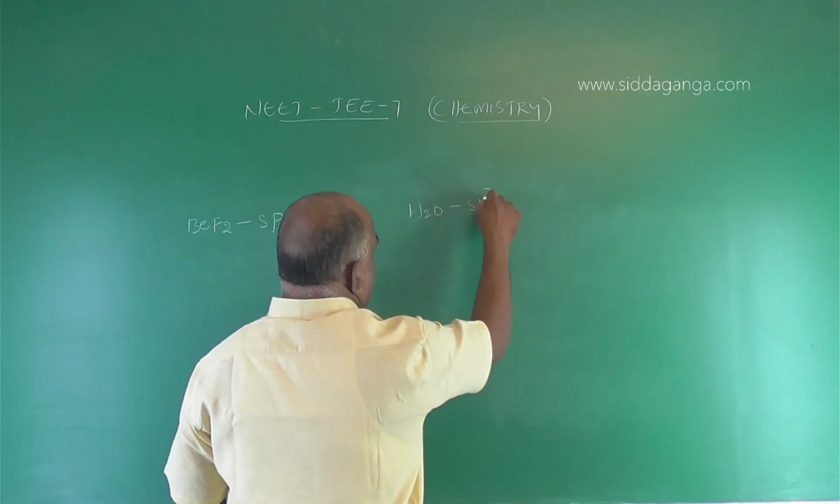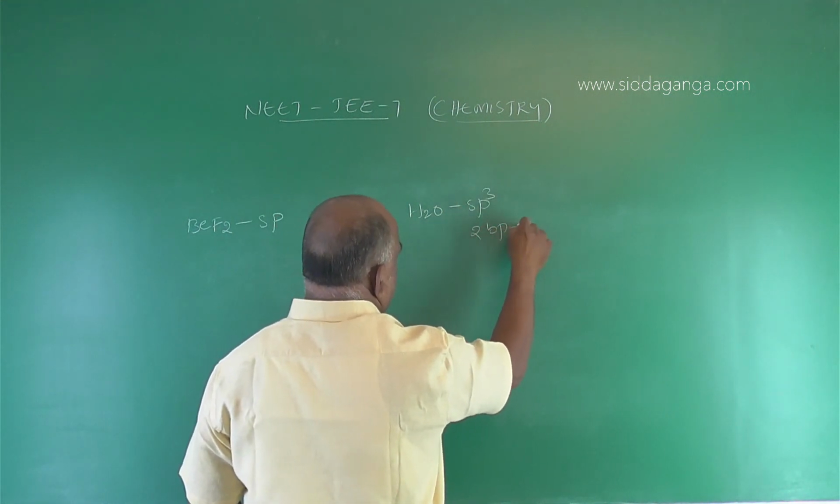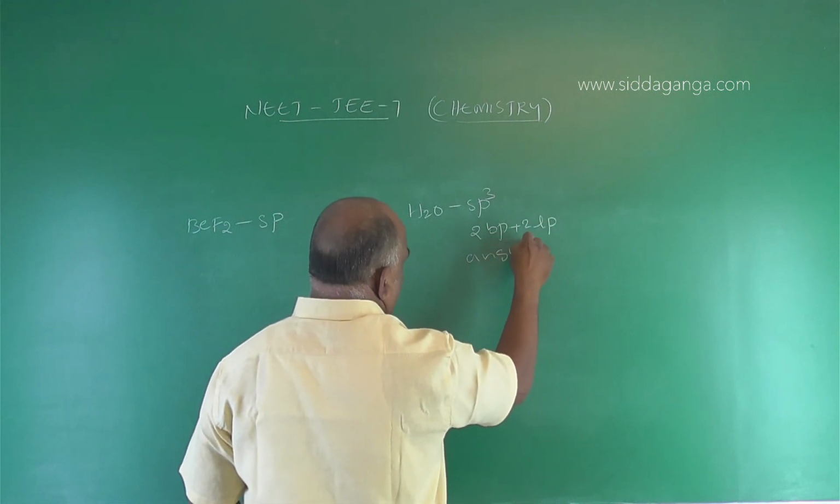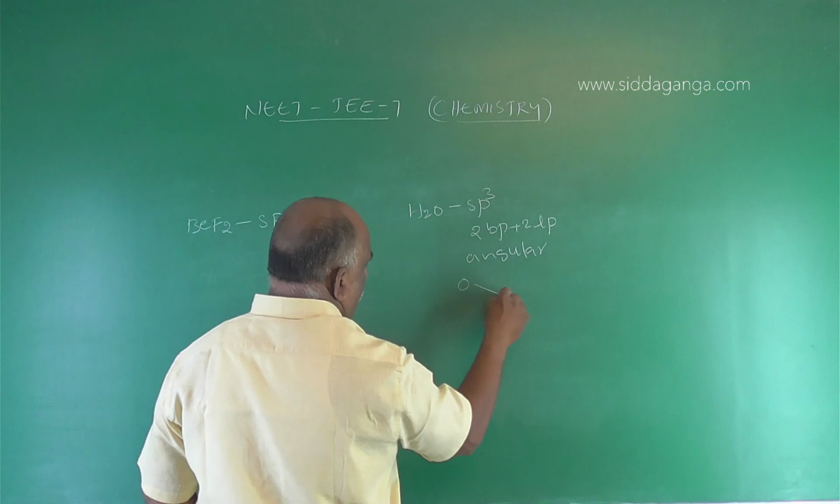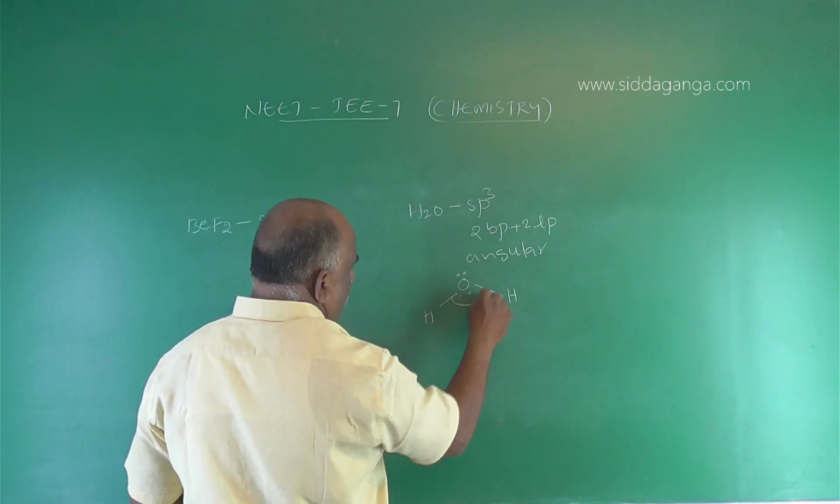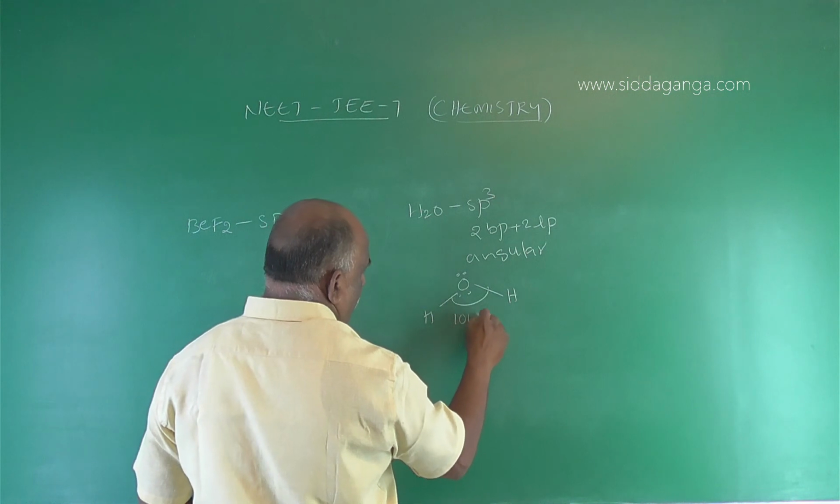H2O is sp3 hybridization having 2 bond pairs plus 2 lone pairs. The shape of the molecule is angular. Angular shape, you should go with the water molecule. We can draw it like this. Oxygen has 2 lone pairs of electrons and the bond angle is 104.5 degrees.